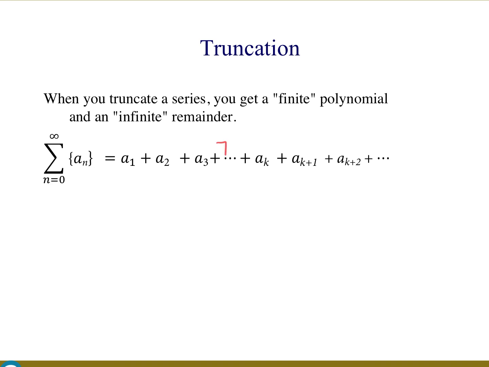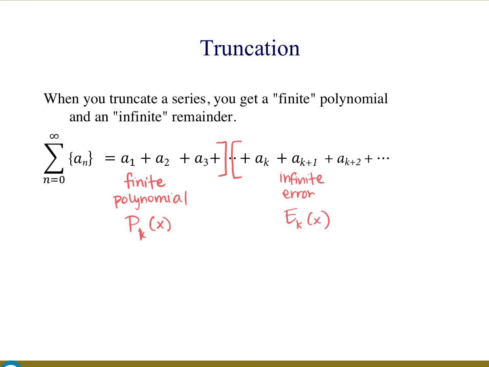So again, let's imagine that we're going to truncate right here. We have a finite polynomial, and we do p sub k of x, and we have an infinite error. The rest of the terms are what we define as the error, and you'll call that e sub k of x. If you truncate after the third term, this would be p3 and e3. If you truncate after the fifth term, it would be p5 and e5. That's how the notation is going to go.